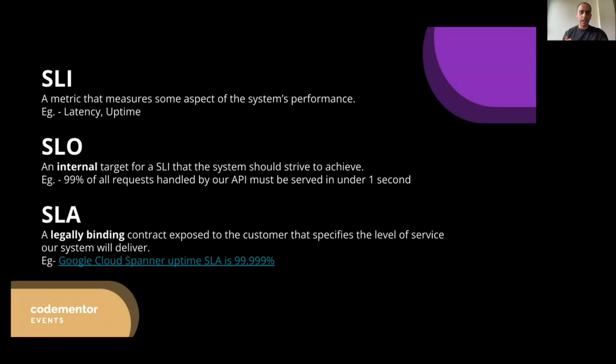For example, Google's Cloud Spanner database has an uptime SLA of 99.999. That's like 5 nines of reliability, 5 nines of uptime, right? So just imagine what kind of engineering goes into making sure that this service is going to be that highly available.